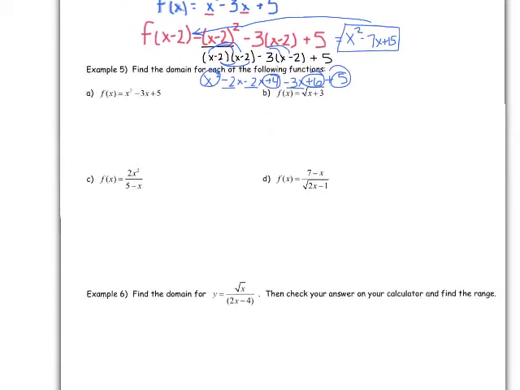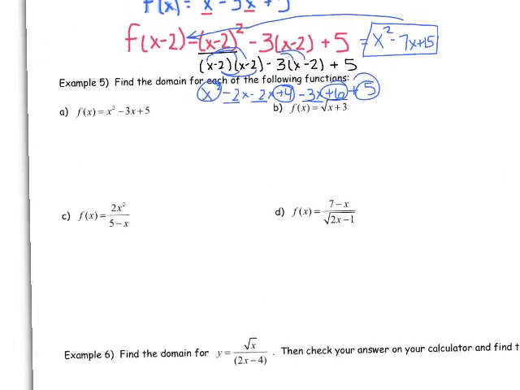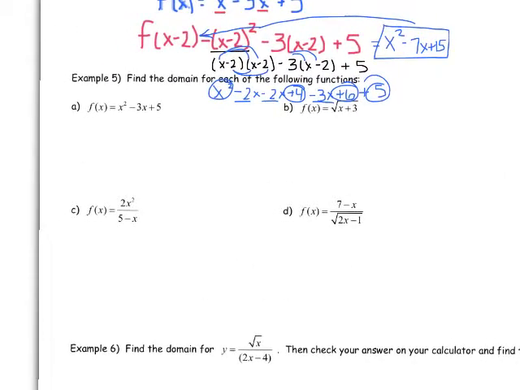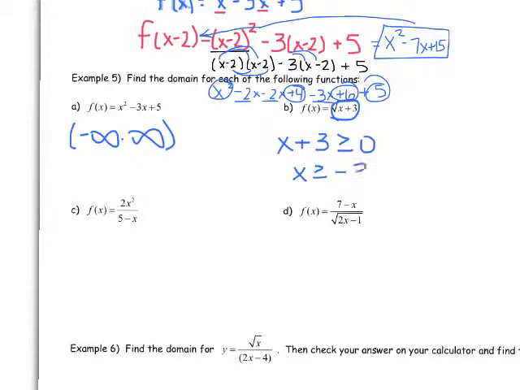All right, and then we're just going to do some more practice of domain. We're going to practice this again tomorrow. But again, 5a, this is a polynomial. Polynomials are defined everywhere. B, this is another square root, and square roots have to have a radicand greater than or equal to 0. So subtract 3, and you get negative 3. So from negative 3 to infinity.